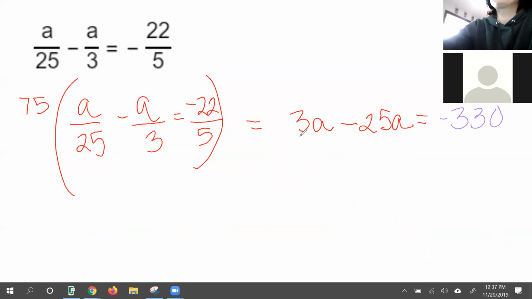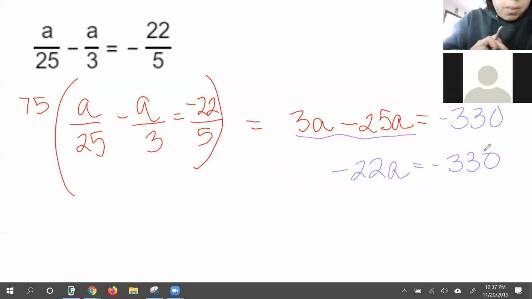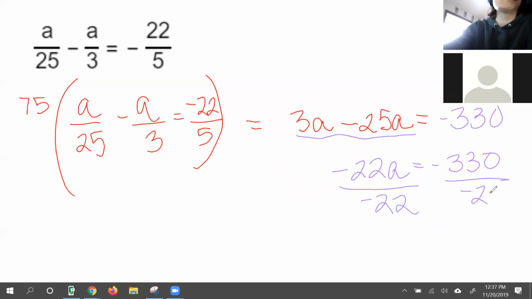So now I'm going to combine like terms. These are both a's. So I'd be left with negative 22a equals negative 330. And then how I would cancel is I would divide both sides by negative 22. So I'd be left with a is equal to positive, excuse me, it would be a positive because we're dividing two negatives. a is equal to 15.